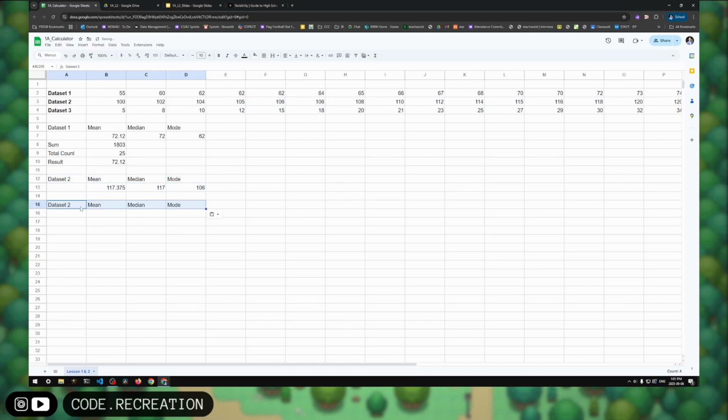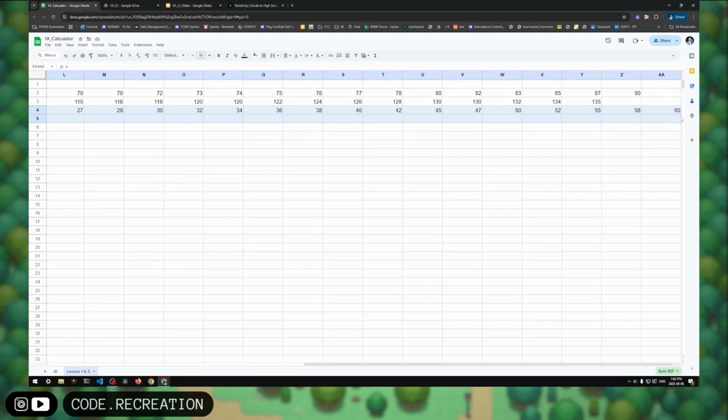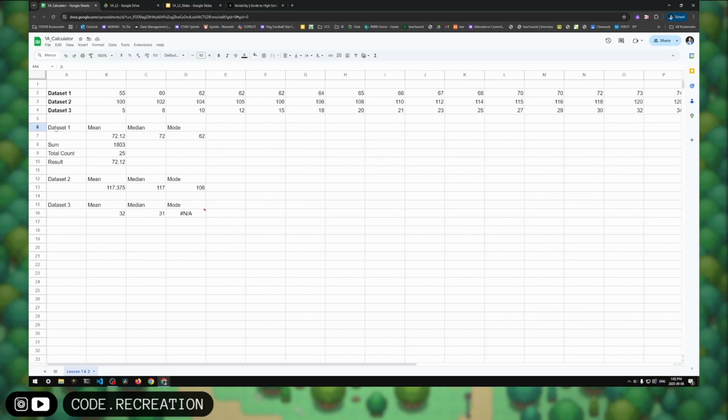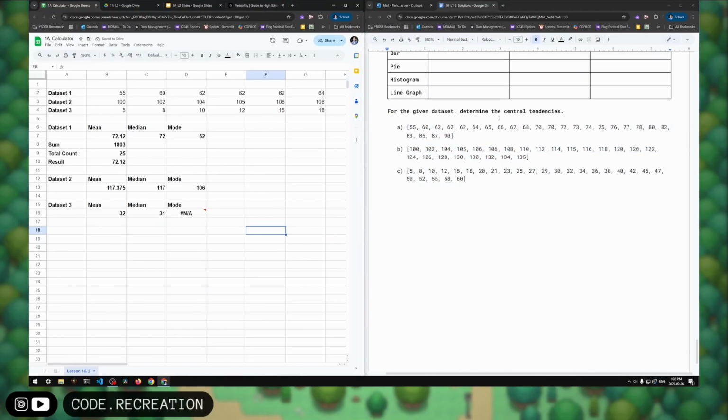All right. Then we look at data set 3. Average is equal to B4 all the way to the end of row 4, 32. Let's look at median, which is going to be B4 to 4, and then mode B4 to 4, and it says non-existent because there is no multiple value. There are no two values that occur more than once. So let's see. Yep, it doesn't seem like it. Perfect.